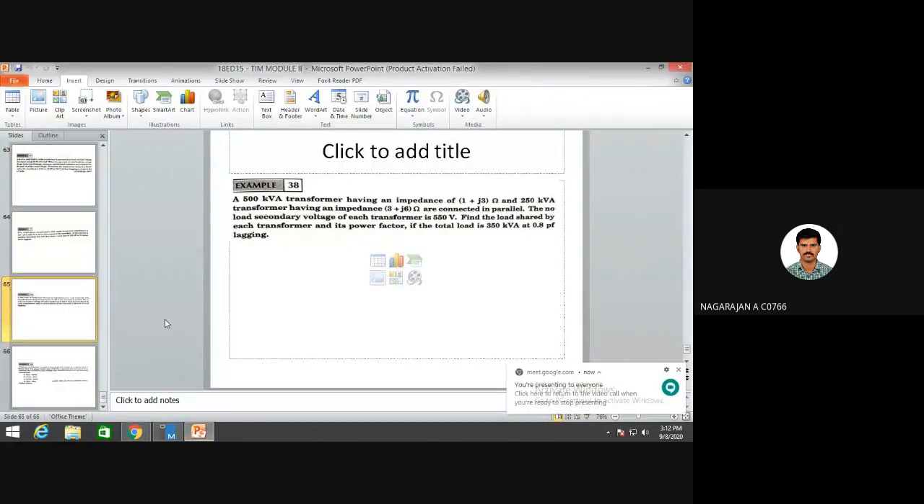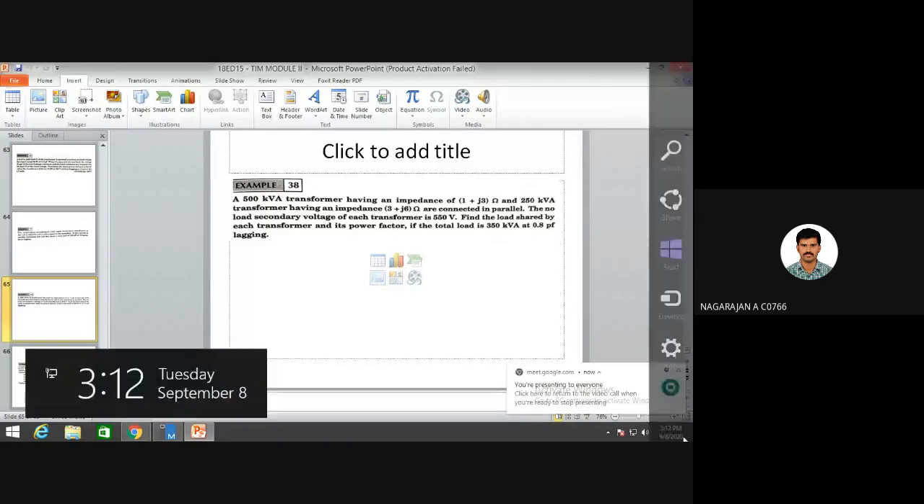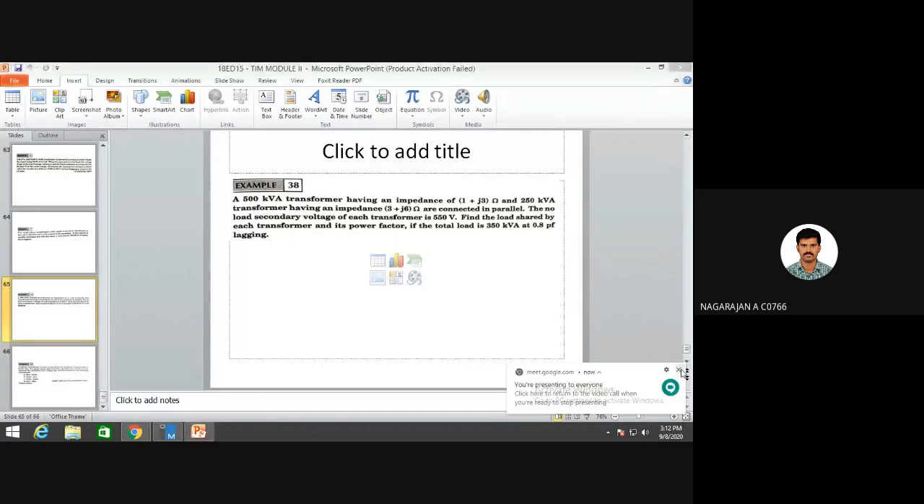Look at the screen now. So we are seeing a screen that is not visible. Is it visible or not? I can see the screen.